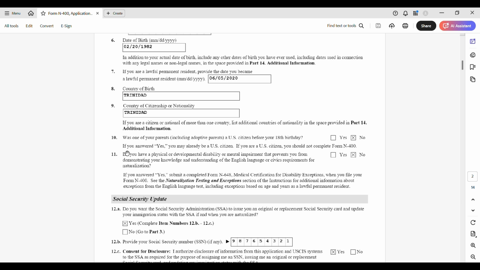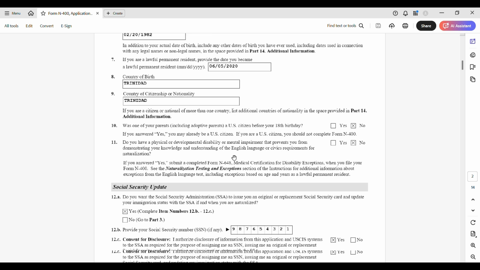And let me read what they have here. That will be self-explanatory. If you answered yes, you may already be a U.S. citizen. If you are a U.S. citizen, you should not complete Form N-400, and rightly so. When you complete Form N-400, you are applying to become a U.S. citizen. So if you are already a U.S. citizen, then it would not be applicable or relevant to you to complete this form.